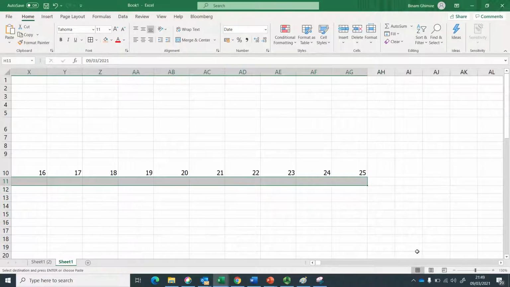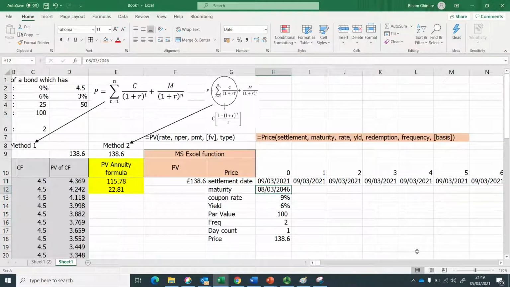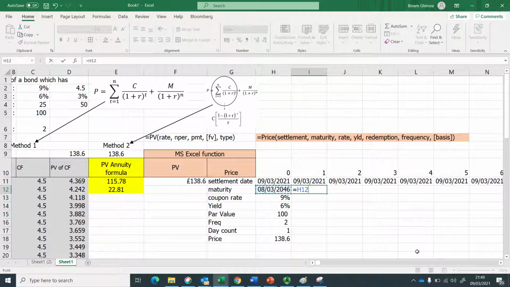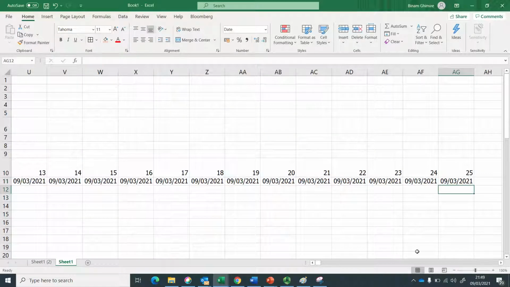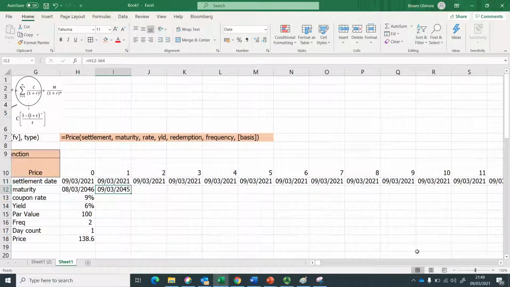That's the maturity of the bond, and here I will change the date in such a way that at the end of the 25 years I get exactly the date which is March 2021. So if I'm reducing it, let's say by a year each time, and then if I take it all the way to 25 years, I should get March 2021. So that's what I'm doing.